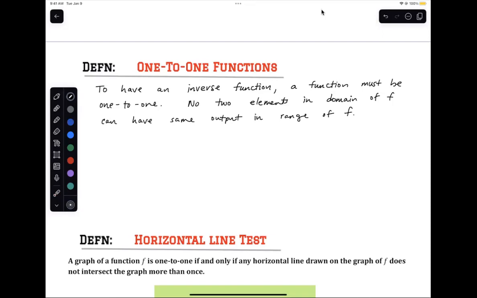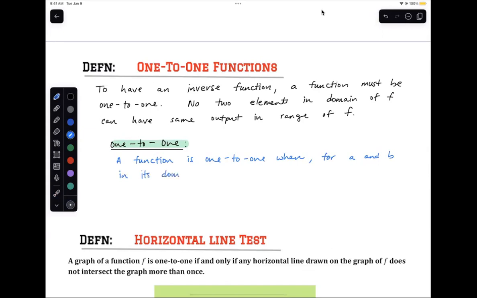Okay, so for one-to-one, a function's one-to-one when, for A and B in its domain, F of A equals F of B implies that A equals B. So in other words, if two y values are equal, then the inputs must be the same. And if they're not, that means that it's not one-to-one.